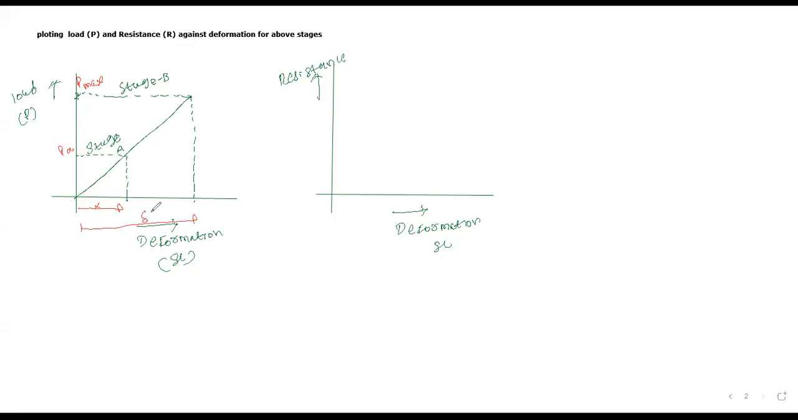delta L. Same way, whenever I am applying the load on a body, at the same time there would be an internal resistance offered by the material of the body. Yes or no? So at the same time, there should be a resistance versus deformation diagram we can plot in this same manner, because again we are working under the elastic condition only. This is your maximum condition. This is your stage number A. I hope it is clear to all of you.